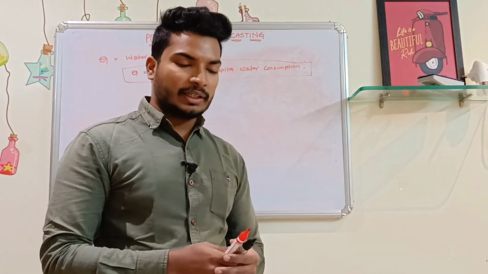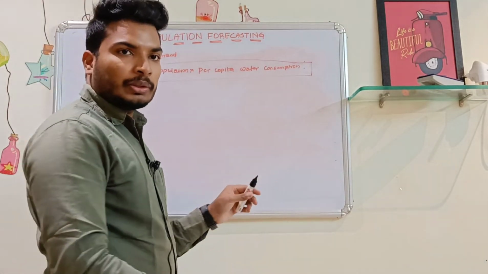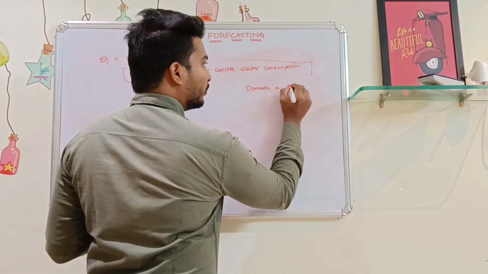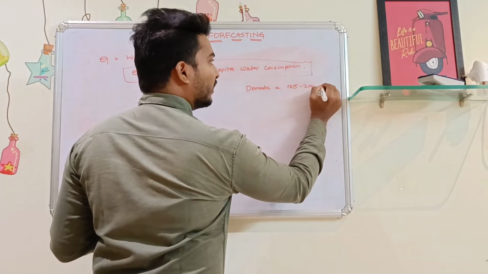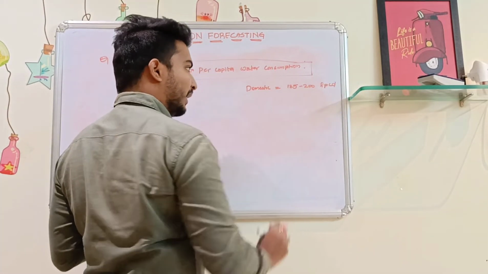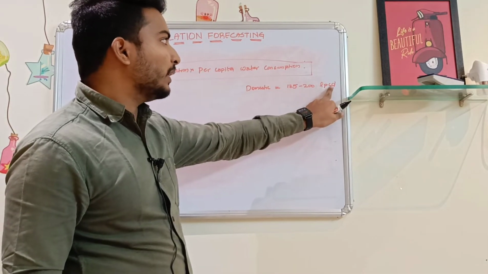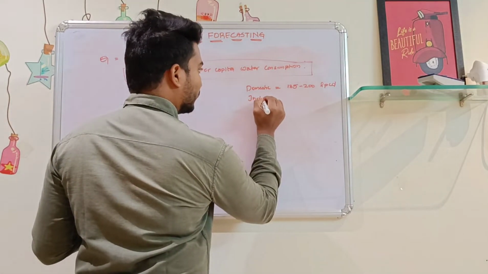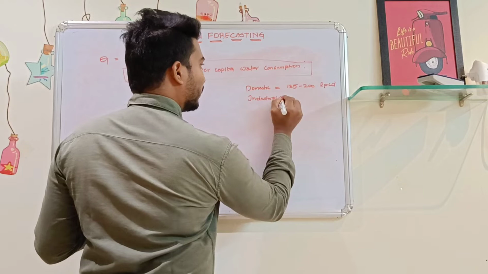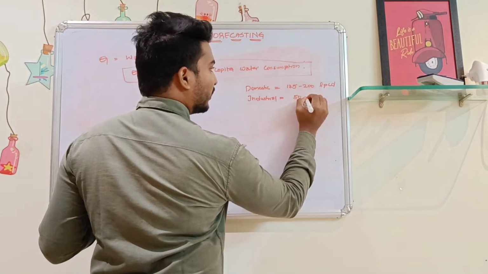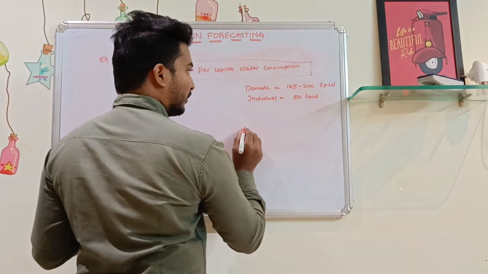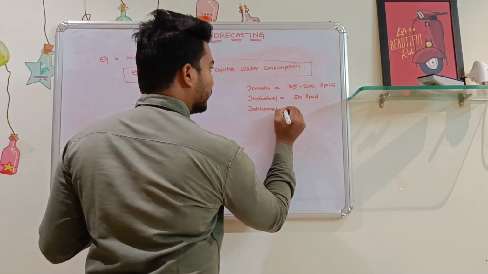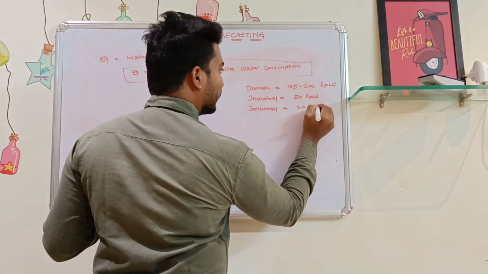So according to that IS codebook, the per capita water demand for domestic use is 135 to 200 liters per capita per day. LPCD is liter per capita per day. So domestic, then industrial is 50 LPCD. And next, institutional is 20 LPCD.